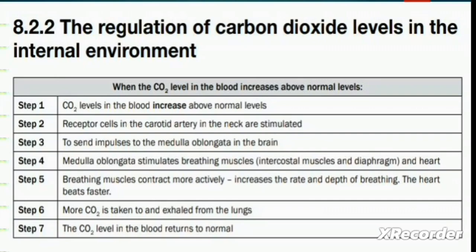And that's all. So I think you also need to know this by heart, because they might ask you to describe the regulation of carbon dioxide in the internal environment for perhaps 5 marks, and you don't want to lose these marks.